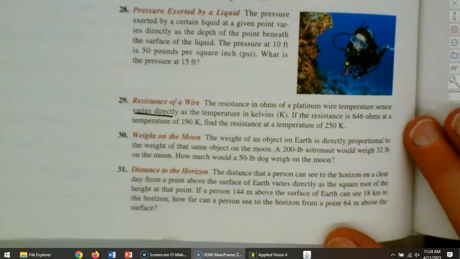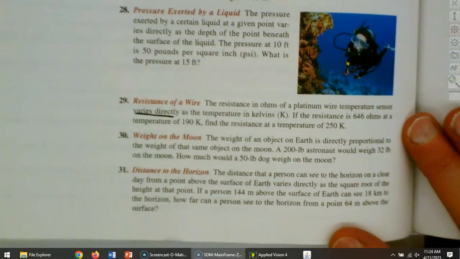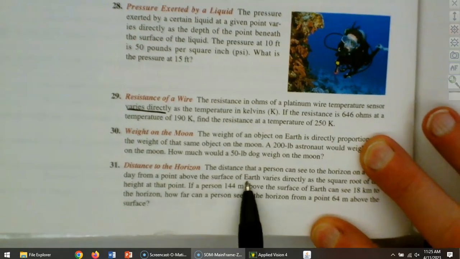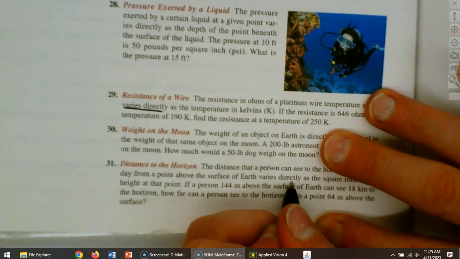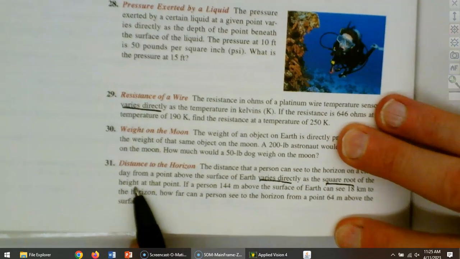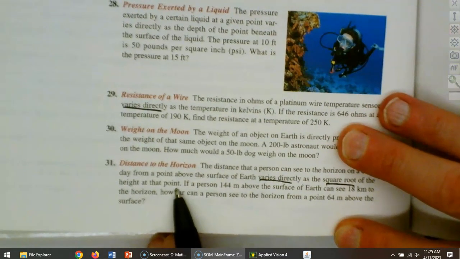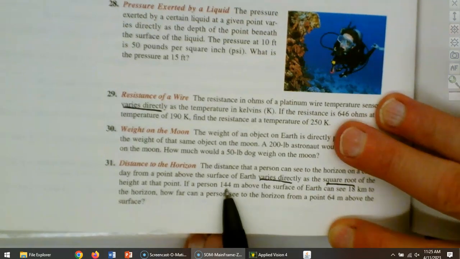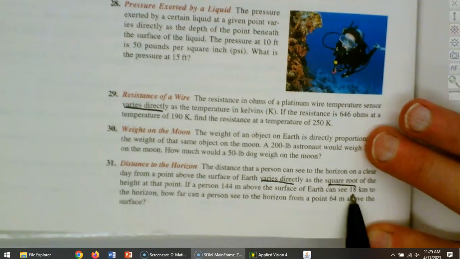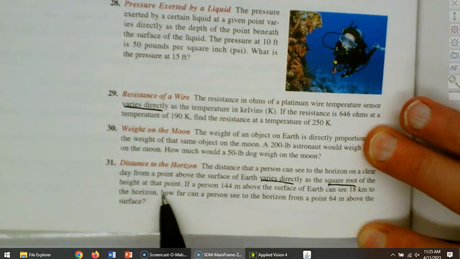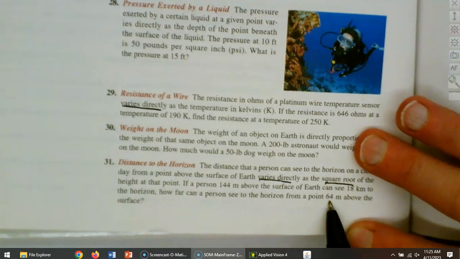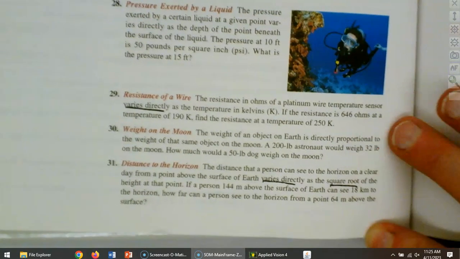The distance a person can see to the horizon on a clear day from a point above the Earth's surface varies directly as the square root of the height at that point. If a person is 144 meters above the surface of the Earth and they can see 18 kilometers away, how far can a person see to the horizon from a point 64 meters above the surface?